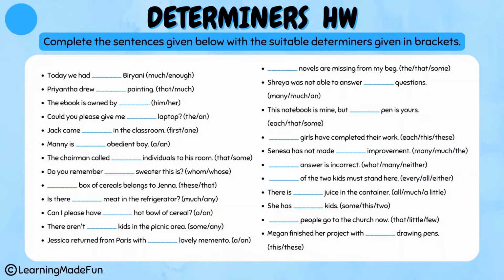The, that, or some novels are missing from my bag. Now, novels is plural, so we use some. Some novels are missing from my bag. Now, if it was one novel, so singular, then we would use that. That novel is missing from my bag. But instead, because it's plural, we say some novels are missing from my bag.